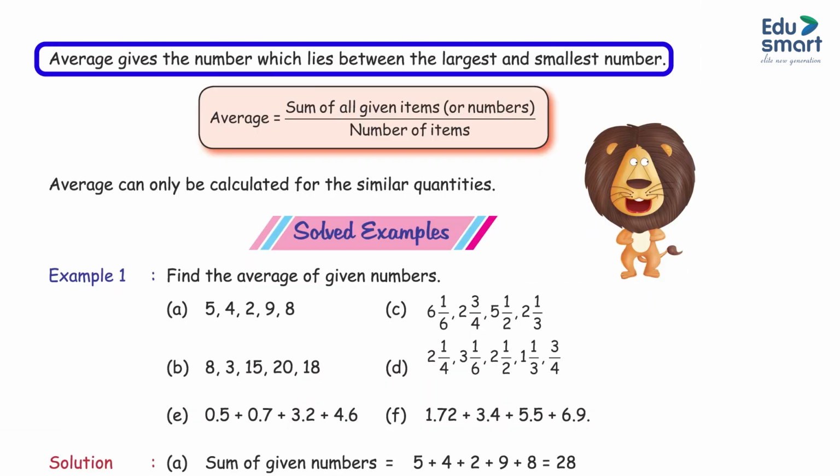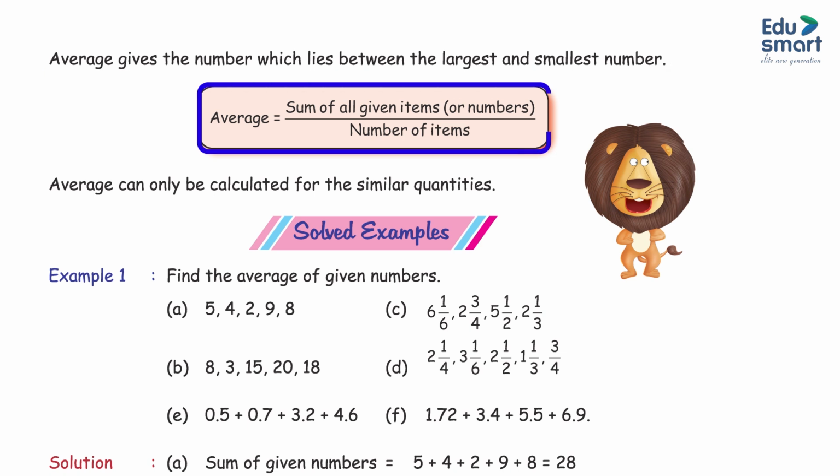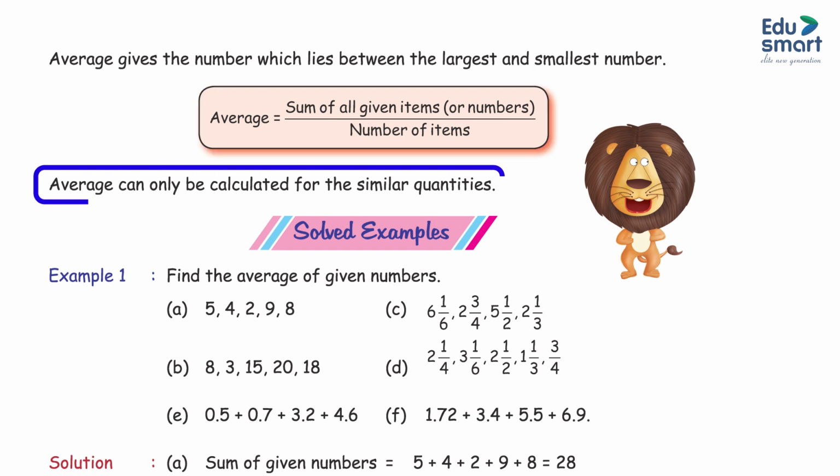Average gives the number which lies between the largest and the smallest number. Average is the sum of all given items or numbers upon the number of items. Average can only be calculated for similar quantities.